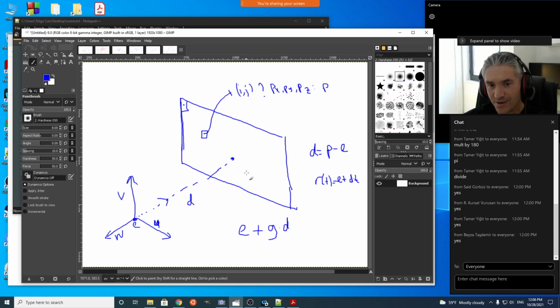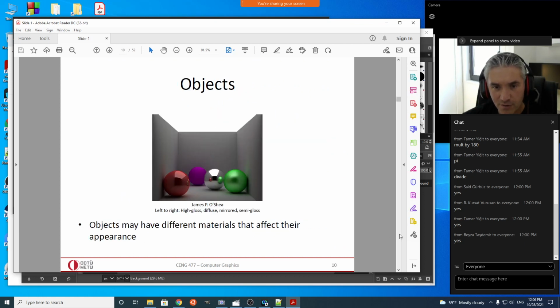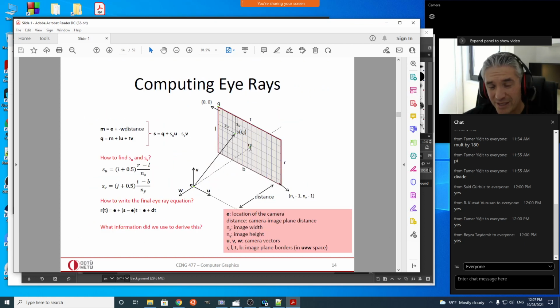Your parameter t could be in the same units as whatever your unit is in this world coordinate system. So look at this. If I start at E and go in the gaze direction, d units, where d was the distance between E and the image plane, where will I end up? If it's symmetric, I will end up exactly at the center of my image window, right? So here is how we compute that. We call this point M.